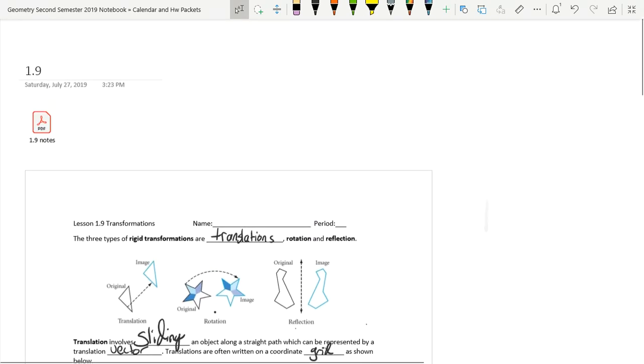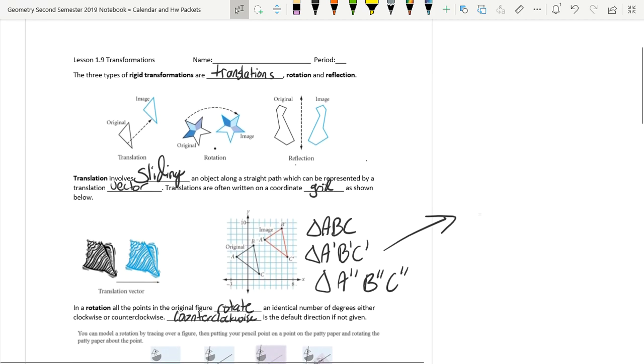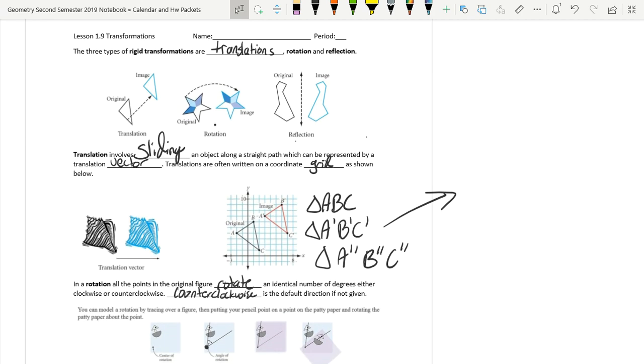Okay, well, that concludes lesson 1.9 on rigid transformations: translation, rotation, and reflections.